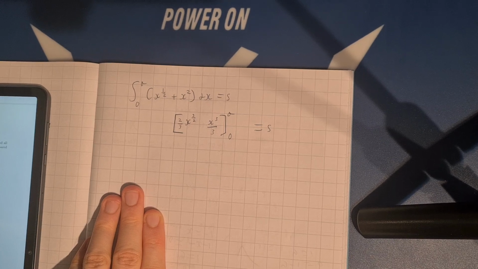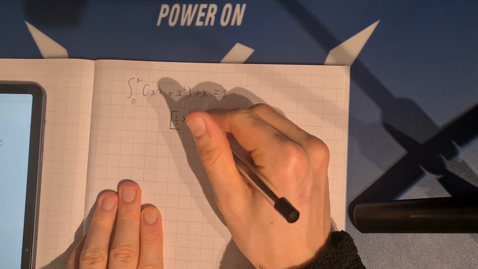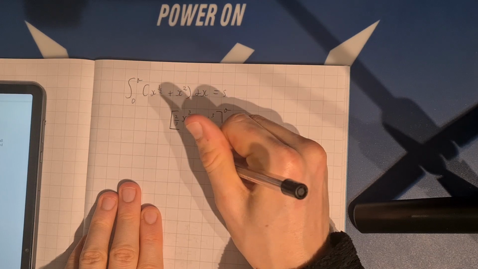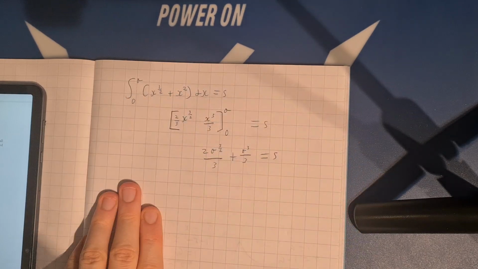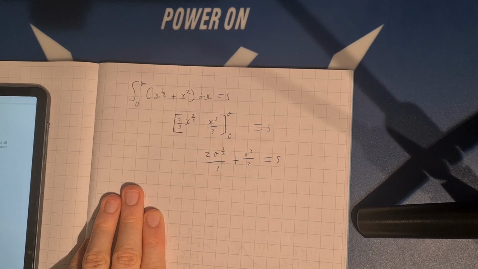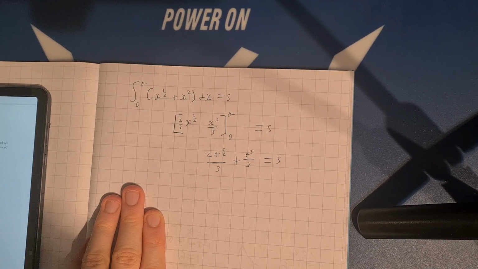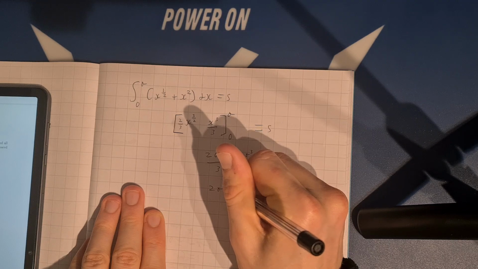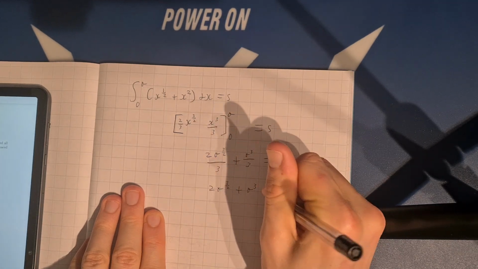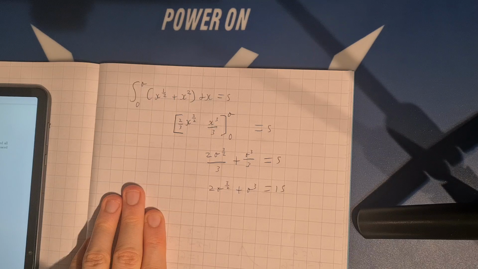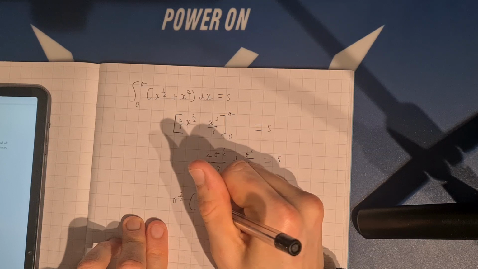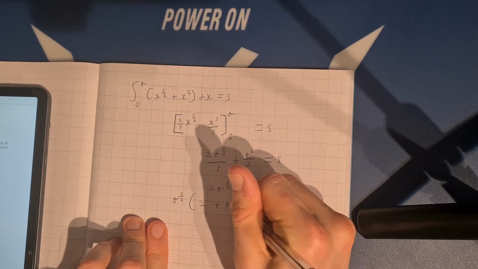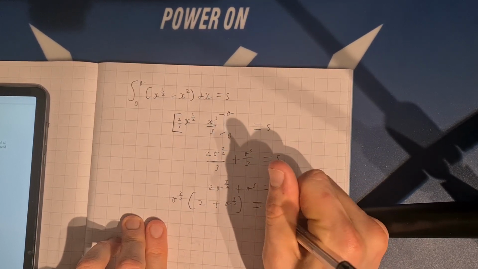So 2a to the 3 over 2 over 3 plus a cubed over 3 equals 5. Surely shouldn't be this simple. Okay, 2a to the 3 over 2. I'm feeling this is lulling me into a false sense of security and I shouldn't be getting this. Okay, and we're going to factor out a to the 3 over 2. Equals 15.